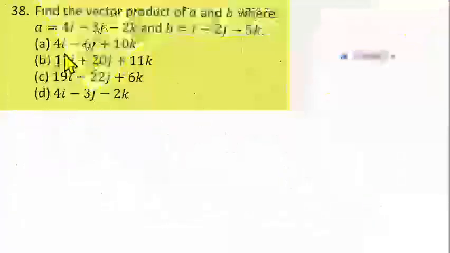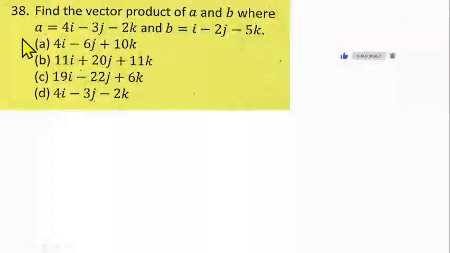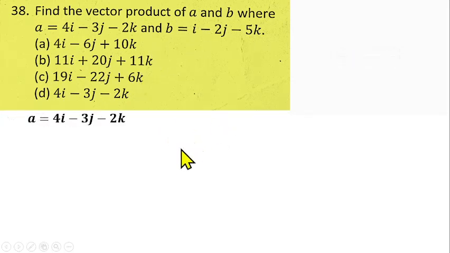Question number 38 is from the vector as well. We have to find the vector product of a and b, where a is this vector and b is this vector. So that means you have to use a cross product in this case instead of dot product. You have done dot product in this video before as one of the questions given to us, but here you have to do a cross product.